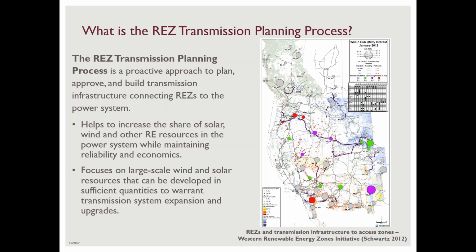So in the graphic here, just showing that the REZ process really wants to identify these zones, shown here as these hubs or circles in different colors, representing the amount of capacity inside of each hub, and these lines that are connecting them, or these transmission system options for expansion and enhancement to connect zones to load. This is from specifically a Western Renewable Energy Zones initiative here in the western area of the United States.